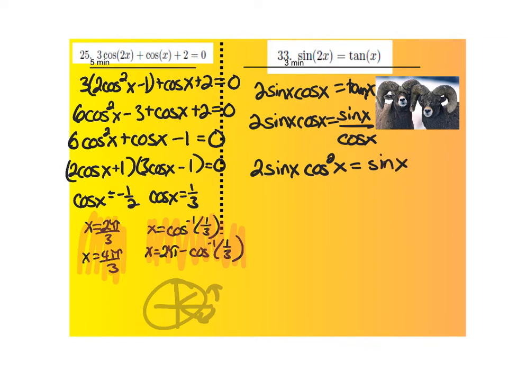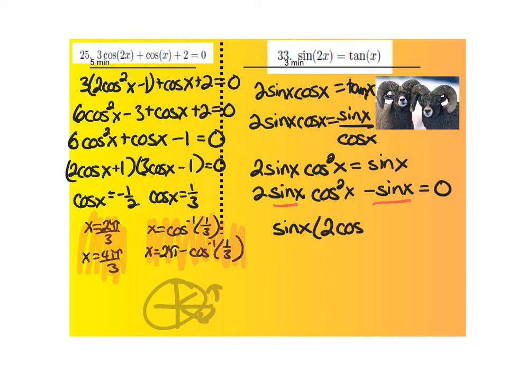And now we have a quadratic, so let's move everything to one side. 2 sine x cosine squared x minus sine x equals 0. And then I see right away that I have a sine x and a sine x, and I'm going to factor that out. So I'm going to take out one set of sine x, and I'd be left with 2 cosine squared x minus 1 equals 0. And now I can set my pieces equal to 0 and solve.